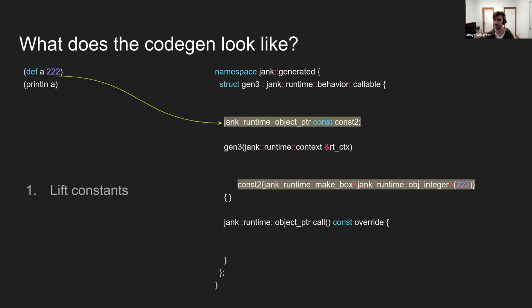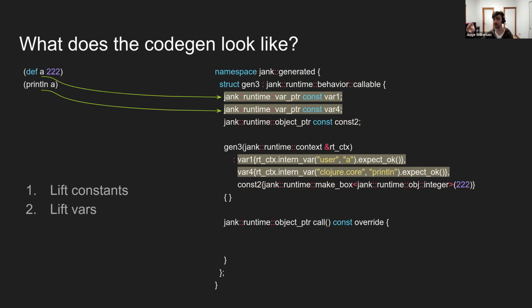First thing we do is we lift up the constants. In this case, I'm boxing it, could be optimized, not worrying about that at this point. We lift up the vars, so I'm defining A. Maybe A already exists, and I'm just redefining it at this point, totally possible. Print line is also a var that I'm referencing. I know this by just checking the local scope, and if it's not a local, then it must be a var. Otherwise, we have an error.